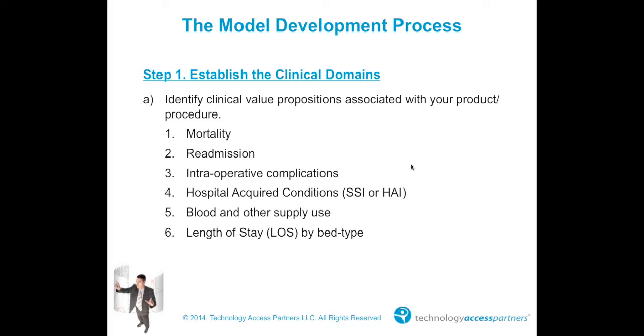So step one, I call it establishing the clinical domains. And the clinical domains are basically the clinical data points that associate your value proposition with your product. So for instance, we identify the clinical value propositions for the procedure, for the product, again, determining whether it's the left side of the equation for the gold standard, the right side for ours. What are the pressure points, value proposition, clinical points that can be impacted by what we do? Here's an example of some very typical ones, mortality.